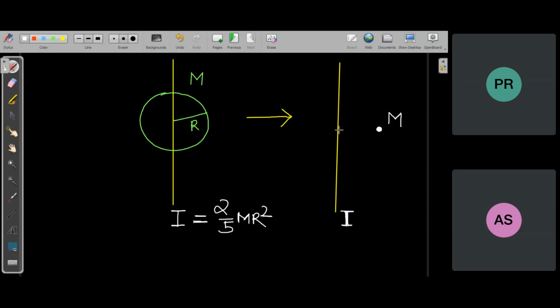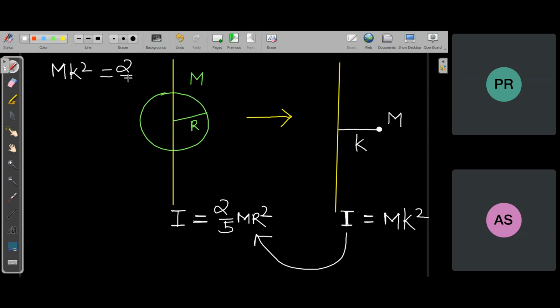Now, if this body is placed at some perpendicular distance, let's say k, and it is a point mass, then for a point mass we already know the formula is m into perpendicular distance square. That perpendicular distance is here called the radius of gyration. So it is mk square. Now this I and this I are exactly the same. So I can write mk square is equal to 2 by 5 mr square. Now comparing it, we can find k.